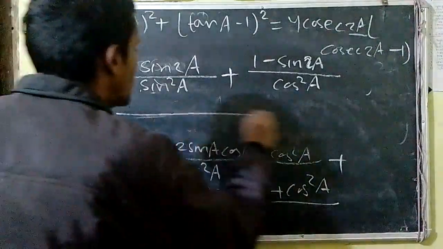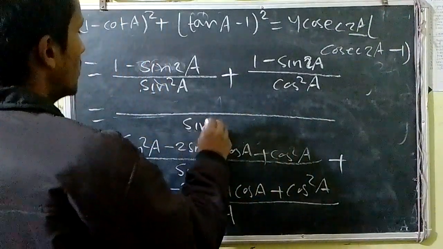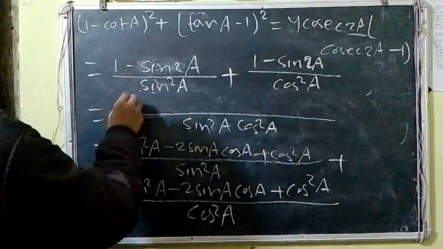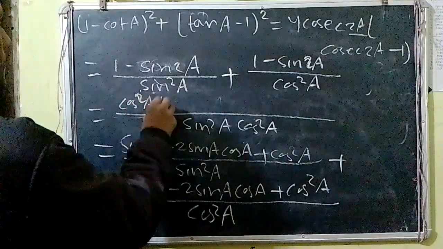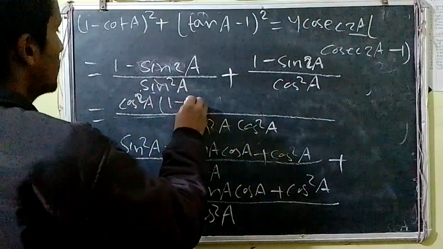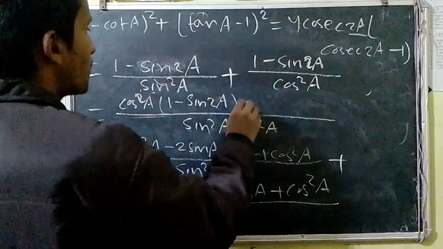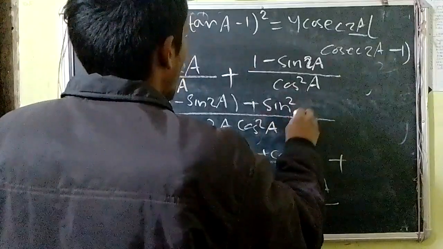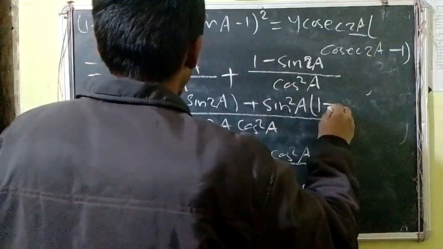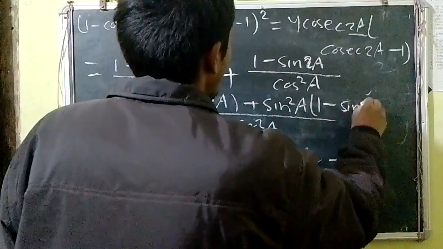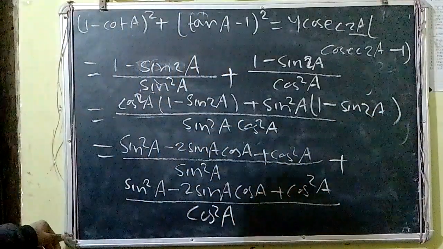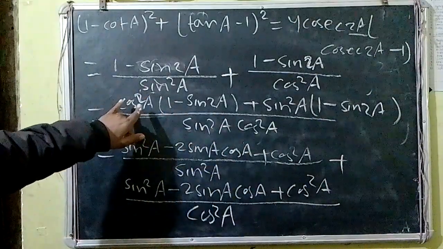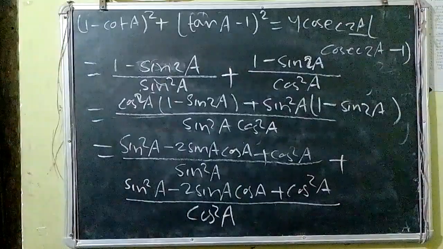I can make the common denominator, and the common denominator will be sine square a cosine square a, and then cosine square multiplied to this thing, 1 minus sine 2a, plus sine square a multiplied to 1 minus sine 2a. So is everything alright here? 1 minus sine 2a is there. Cosine square is multiplied to this. Sine square is multiplied to that.